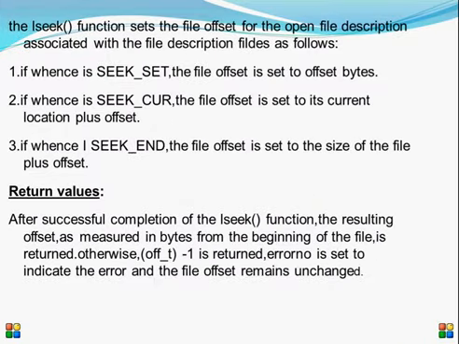The lseek function sets the file offset for the open file description associated with the file descriptor fd as follows. If whence is SEEK_SET, then the file offset is set to offset bytes. If whence is SEEK_CUR, meaning seek current, then the file offset is set to its current location plus that offset. If whence is SEEK_END, then the file offset is set to the size of the file plus offset. Let us see the returned values. After successful completion of the lseek function, the resulting offset as measured in bytes from the beginning of the file is returned. Otherwise, -1 is returned.